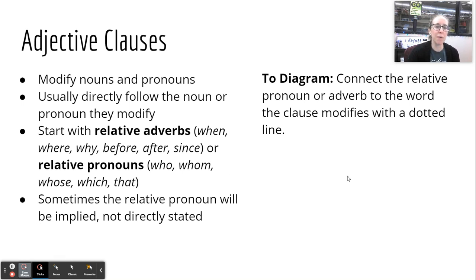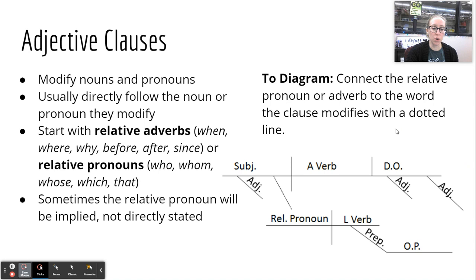To diagram adjective clauses, you're going to connect the relative pronoun or relative adverb to the clause that it modifies with a dotted line. Here would be an example. Again, we have two different clauses that we're trying to connect together, so we have to diagram each clause on its own diagram. This would be your independent clause, and this would be your adjective clause. In this version, we have our adjective clause modifying the subject of the sentence, so we connected it with that dotted line. If it was modifying the object of the sentence, you would instead connect it to the object of the sentence.